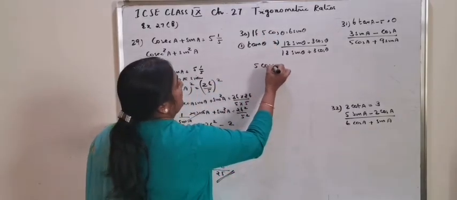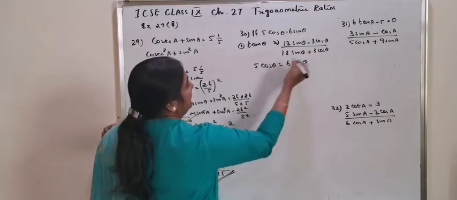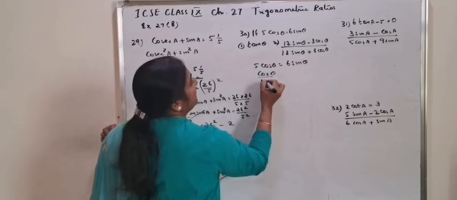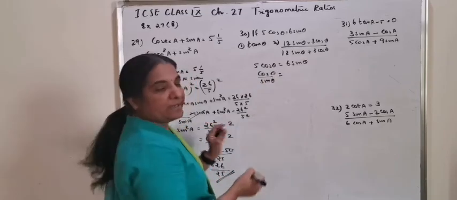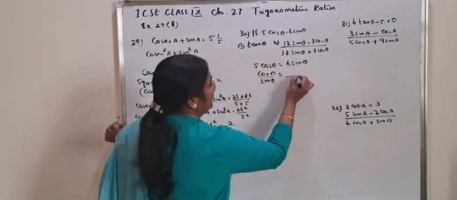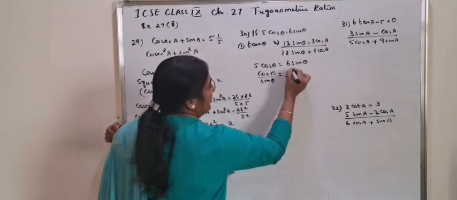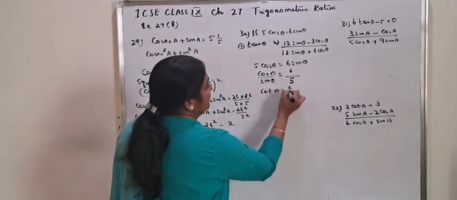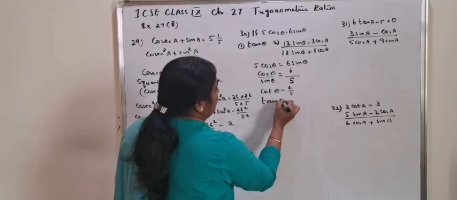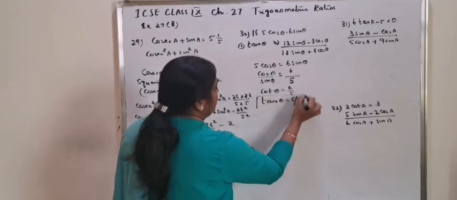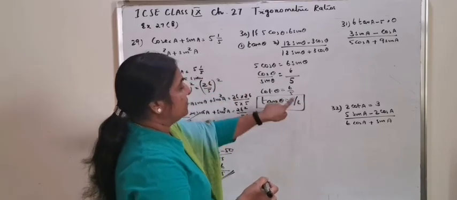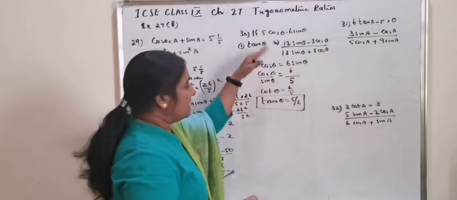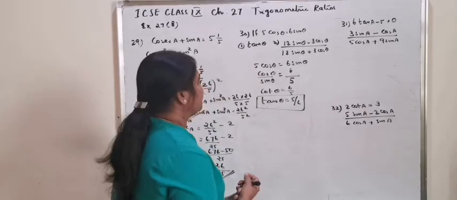5 cos theta is equal to 6 sin theta will give you cos theta by sin theta. Arranging, cos theta by sin theta is equal to 6 by 5, that is cot theta is equal to 6 by 5, or tan theta is equal to 5 by 6. So the first answer is tan theta is equal to 5 by 6. From the first step itself, you can arrange sin theta by cos theta or use any of these methods.